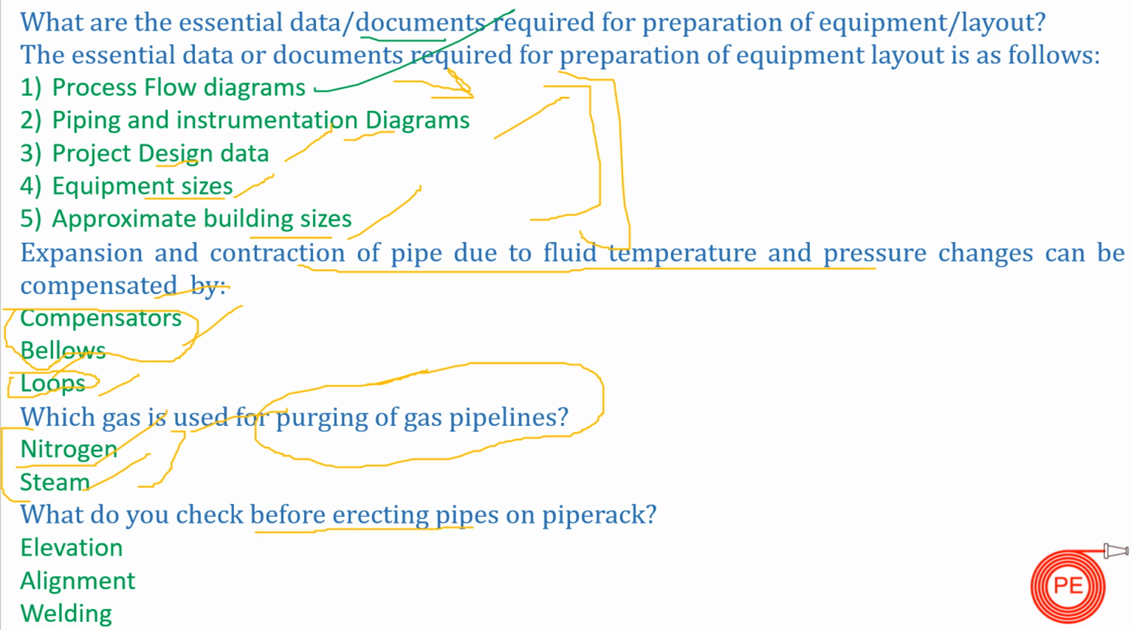Next question is, what do you check before erection of pipes on pipe rack? So guys, if you are a construction piping engineer, what will be the basic checklist that you will be doing? Before erecting a pipe, obviously you will be having around 10-20 checklists that you will be completing and fulfilling. After that only you will be giving go-ahead for pipe erection. But basically the basic things that we check are: elevation is correct, alignment of pipe has been done, and welding has been completed. So these three things we check before erecting a pipe on the pipe rack.